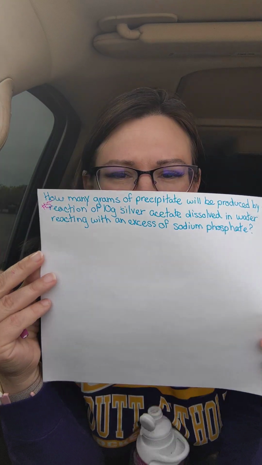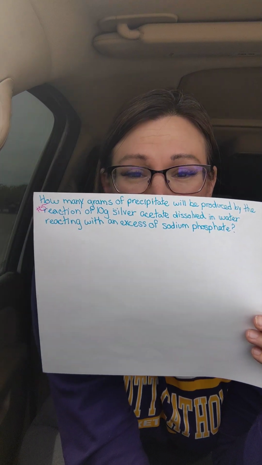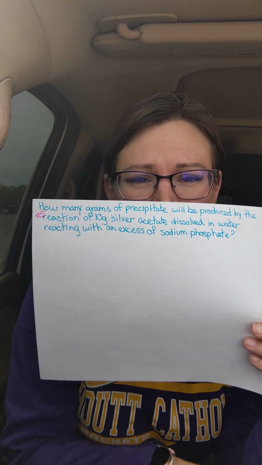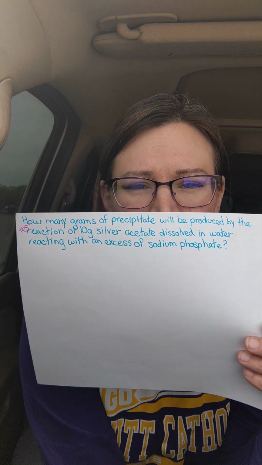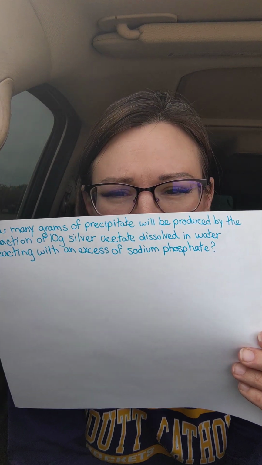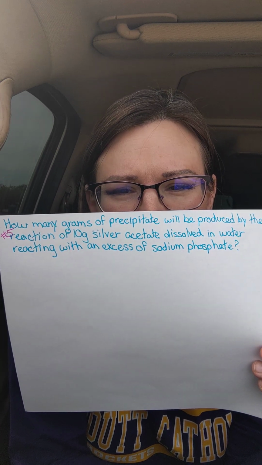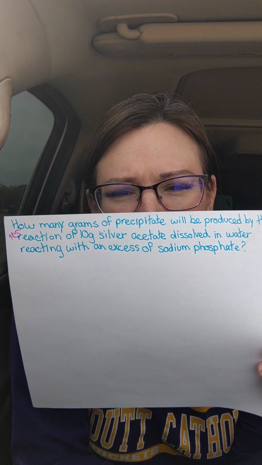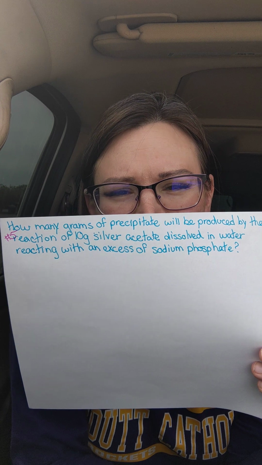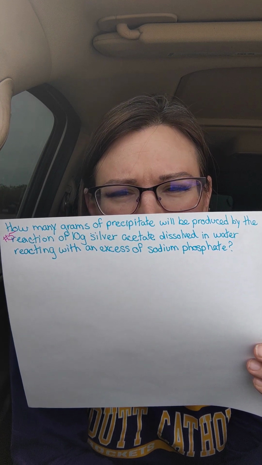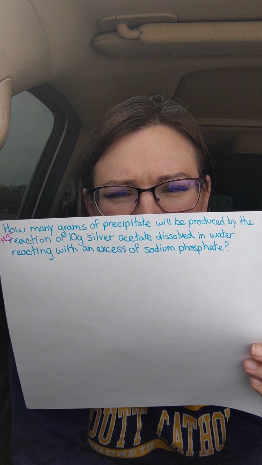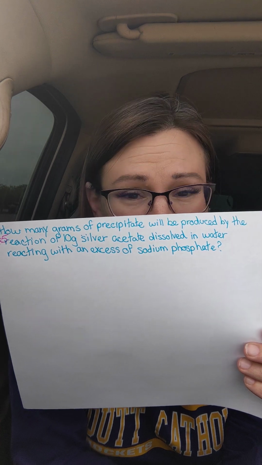Okay, so this is going to be problem 5, the first part, making the chemical equation. So the problem is, how many grams of precipitate will be produced by the reaction of 10 grams silver acetate dissolved in water reacting with an excess of sodium phosphate.